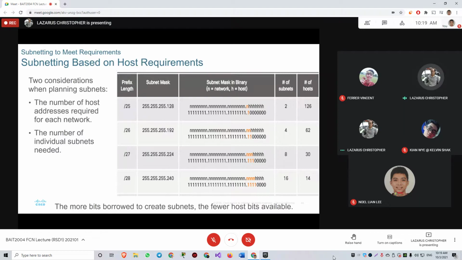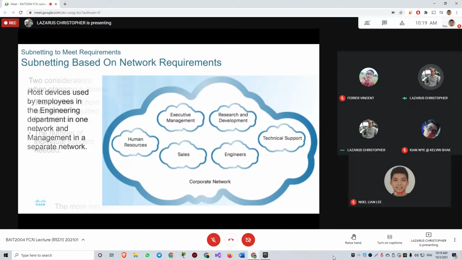Contrast it with the previous subnetting we did. We care about the number of subnets, and that's it, because all subnets will have the same prefix and the same number of hosts per subnet. Right? So this is one scenario.